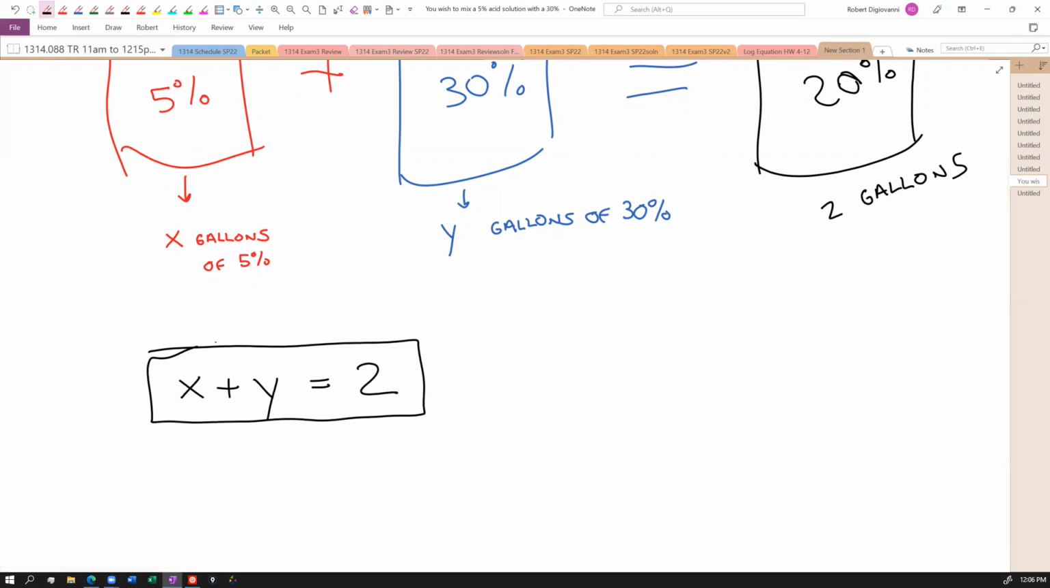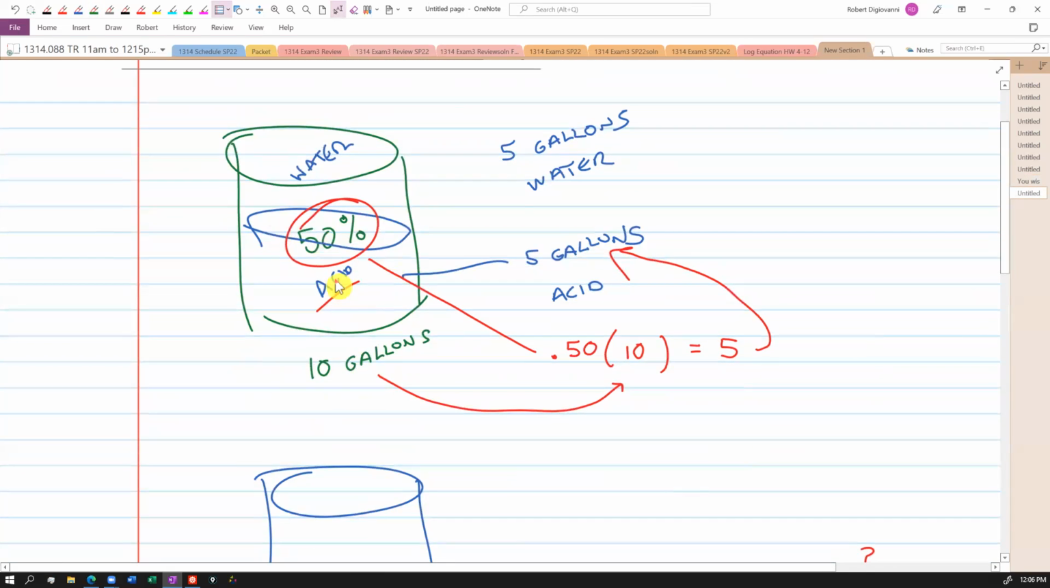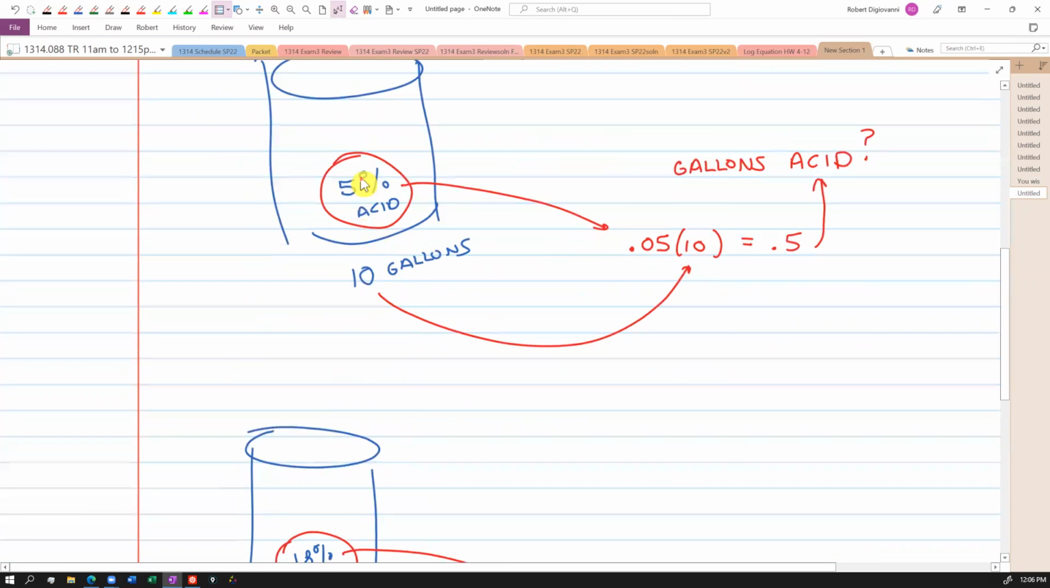Good. The next part's the tricky part. Let's talk not about the total amount of stuff in the containers, but just the acid. How much acid is in this first one? Can you tell me the amount of acid that's in here? What were we just doing here? If I gave you a percentage and I told you how many gallons, this is what you would do.